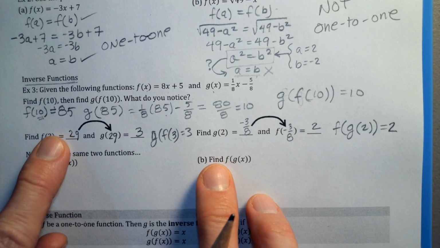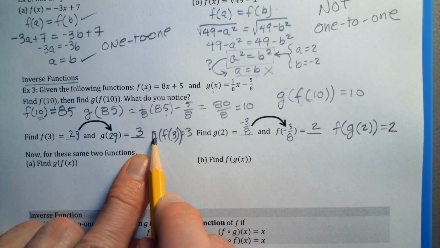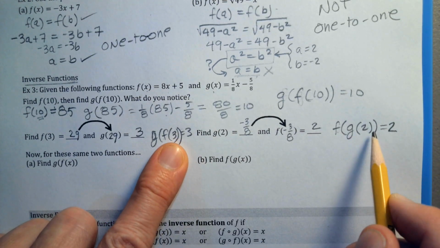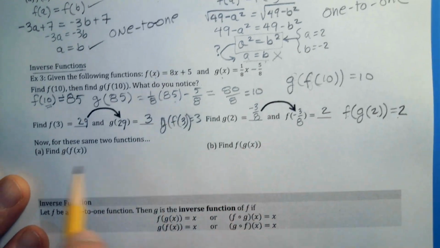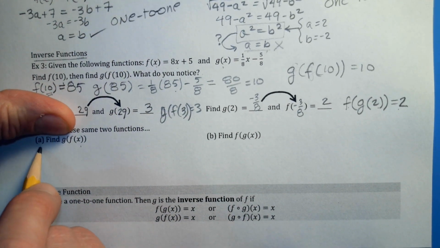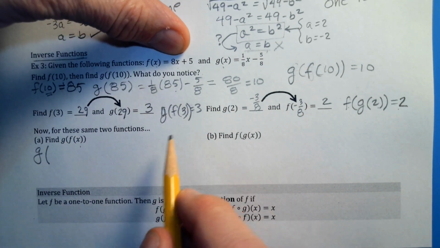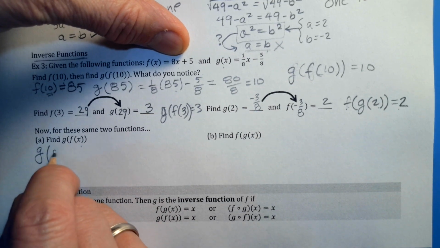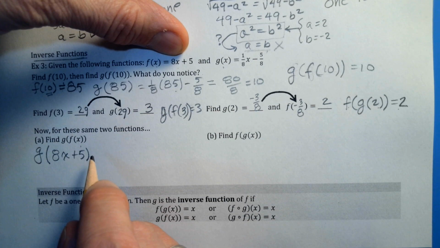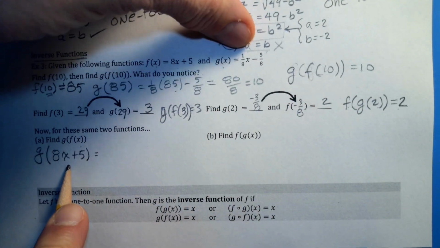Now instead of putting values in, instead of doing g of f of 3 and finding that it's 3, and f of g of 2 and getting it to be 2, let's just keep it as x. So g of f of x: I'm going to put the whole function of f in here, 8x plus 5. And now I take this whole function and plug it in for x here.